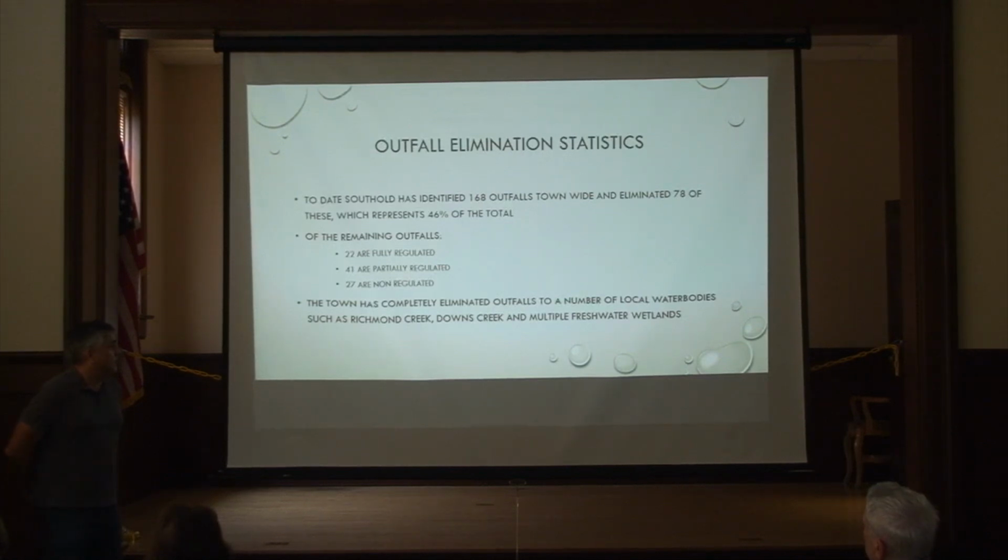And we've completely eliminated outfalls to a number of local water bodies. We did Richmond Creek a few years ago. Downs Creek, I think, was this year. Multiple freshwater wetlands. Yes. When you eliminate an outfall, cap it, pull it out, whatever you do, where is that water going? Into the ground. So, okay. Where it should have gone in the first place.